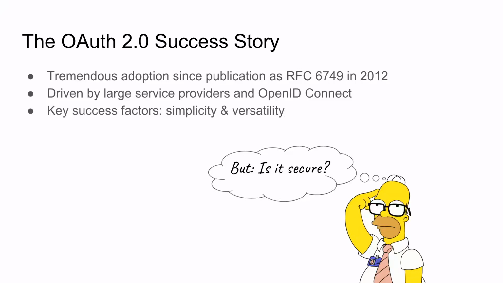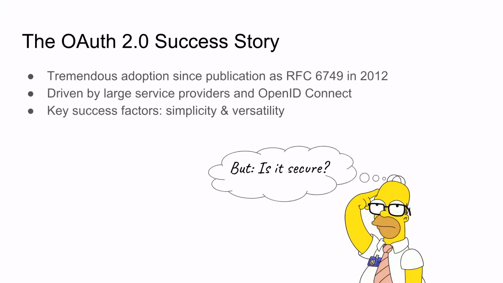so OAuth itself is not intended to do authentication, but you can do authentication with OpenID Connect. And OpenID Connect is based on OAuth. It's essentially OAuth plus some extras. For example, Google Login uses OpenID Connect. And the key success factors were simplicity and versatility. You can use it for almost everything. But is it also secure?